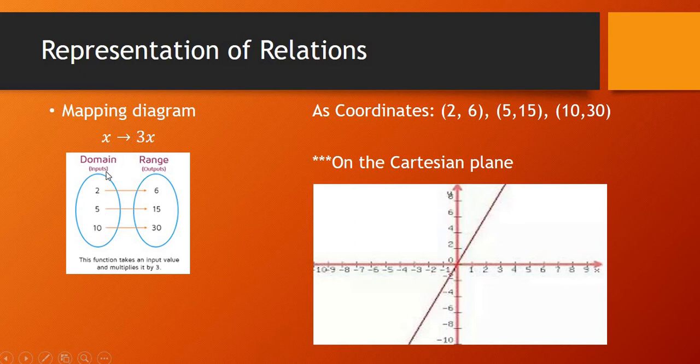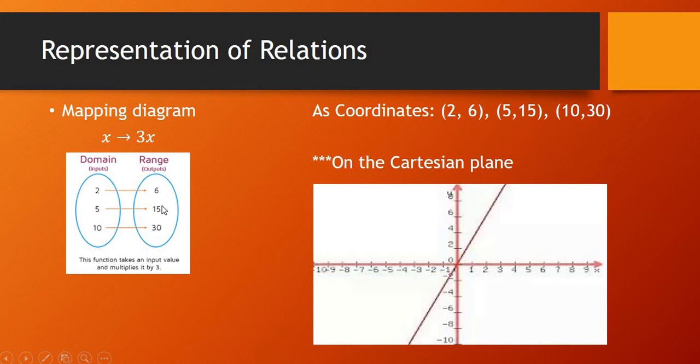Now the first set of values is what we refer to as the domain or the inputs. Note that the domain is associated with the X values, right? Now the second set of values is what we call the range or the outputs, and the output is associated with the Y values. Now, as you can see, we have 2 is directly mapped onto 6, 5 is mapped onto 15, and 10 is mapped onto 30.